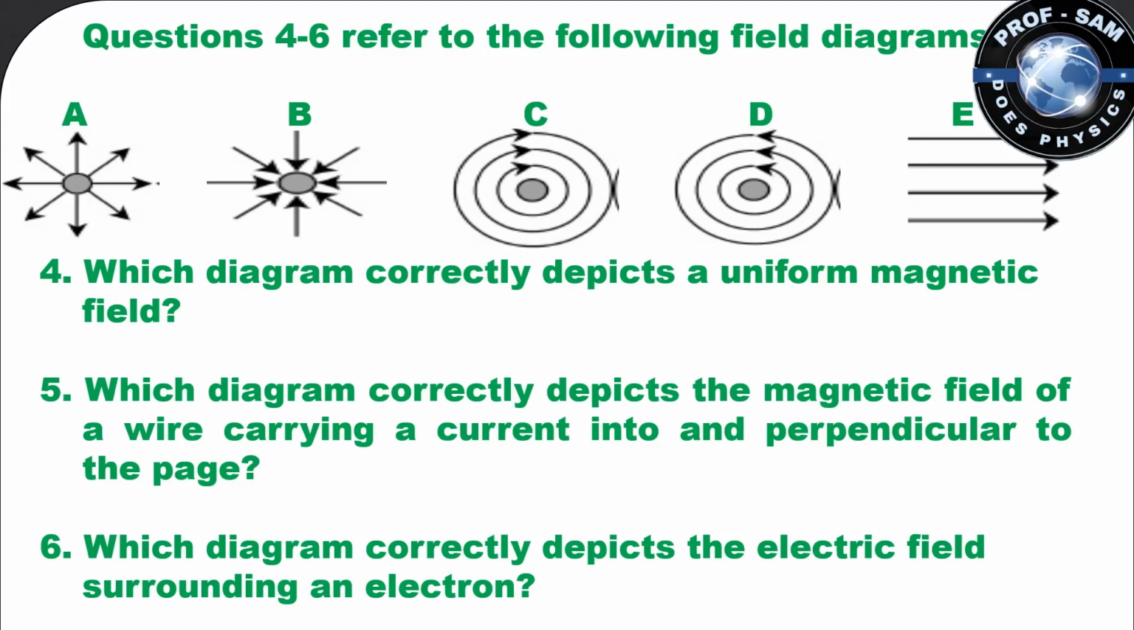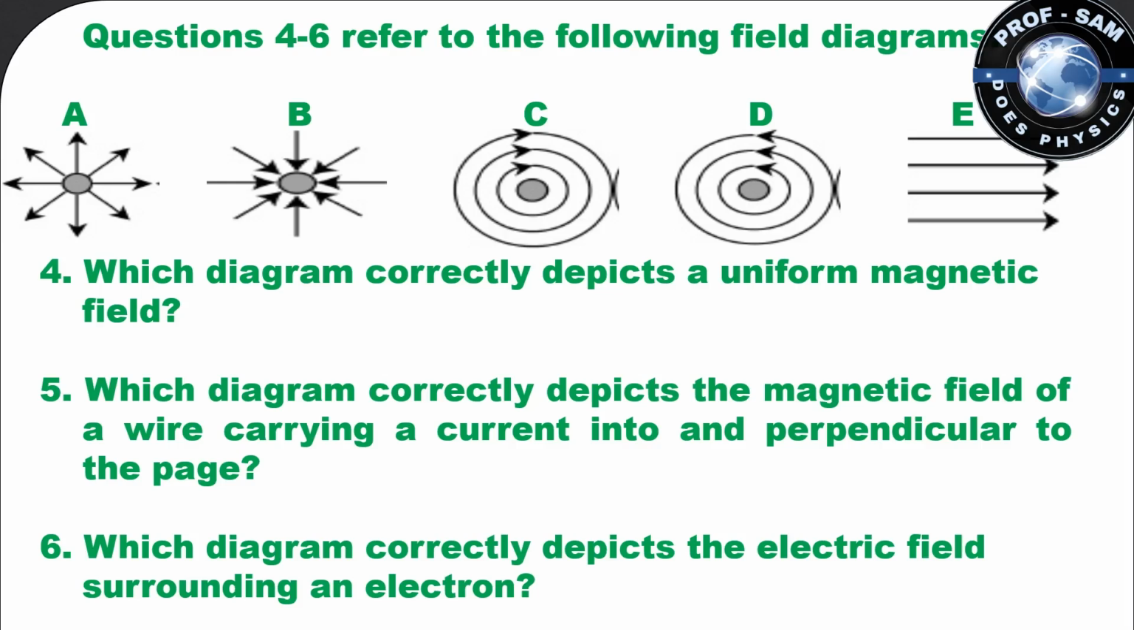Questions 4 to 6 refer to the following field diagrams. Question 4. Which diagram correctly depicts a uniform magnetic field? E is the correct answer because a uniform magnetic field has the same magnitude and direction at every point within that region of space, and the field lines are always parallel to each other. So option E is the correct answer.